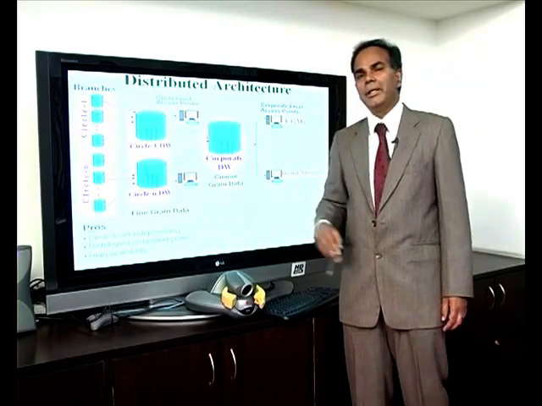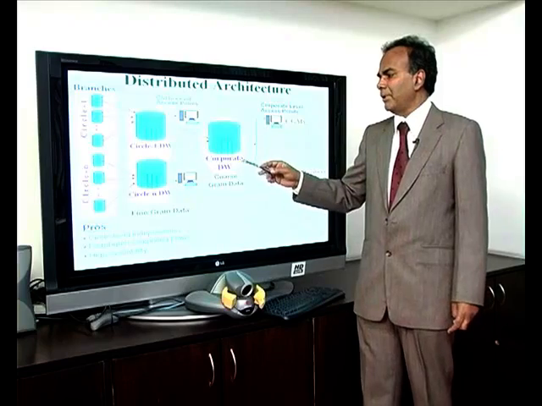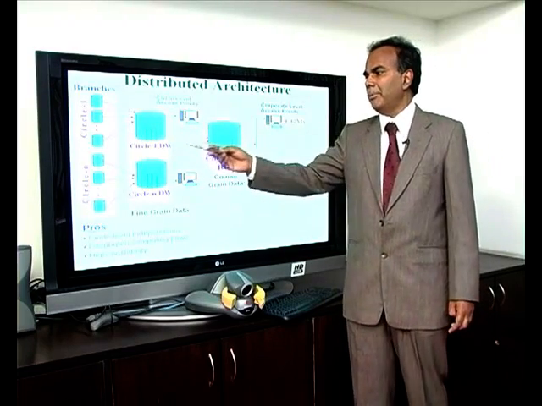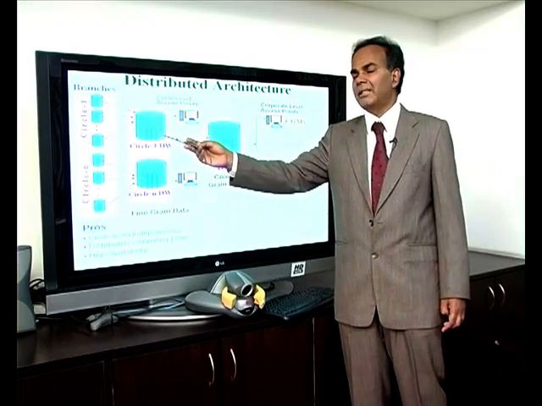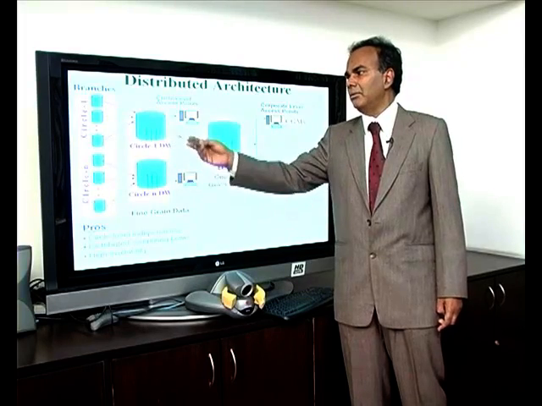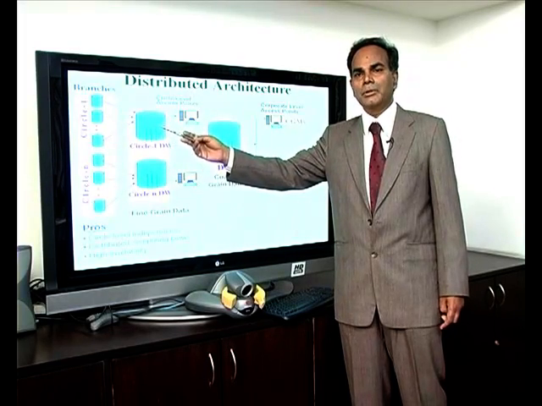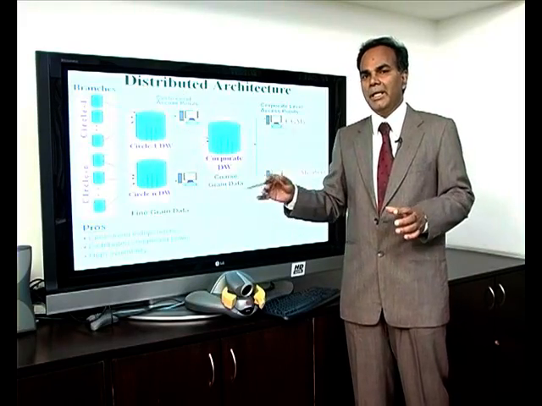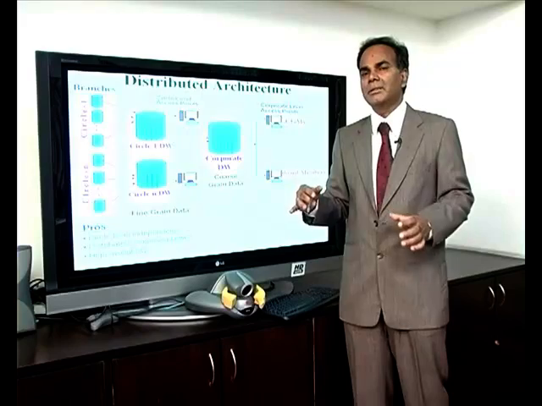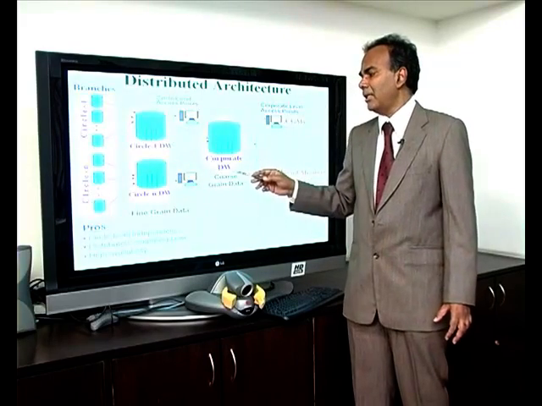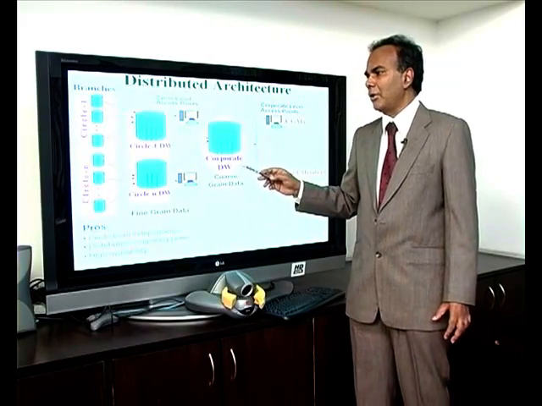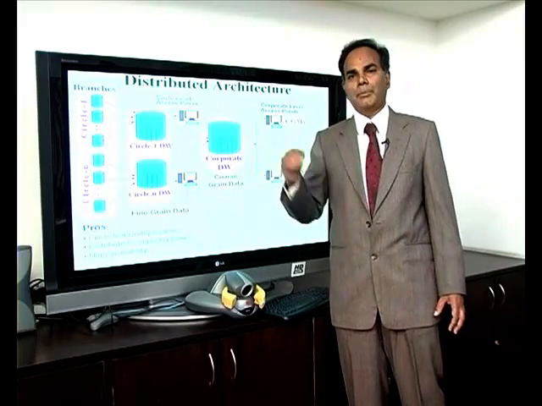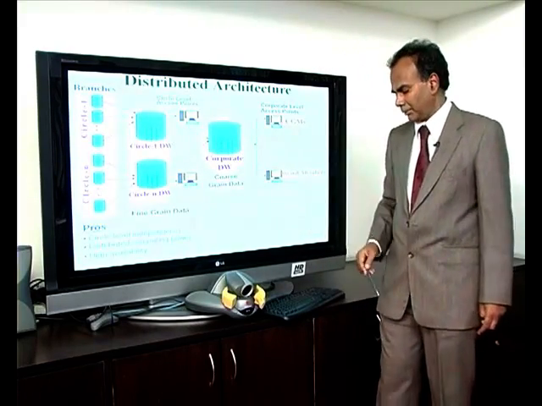And then high availability. If the computer is down here, circle level people, because of the independency, can access the information. If this circle is down, other circle people can still use their systems. That means availability of the system is there for a group of employees in the organization, whereas in the centralized architecture, when the central system is down, it is not available for any of the employees. That is the pros of this one.